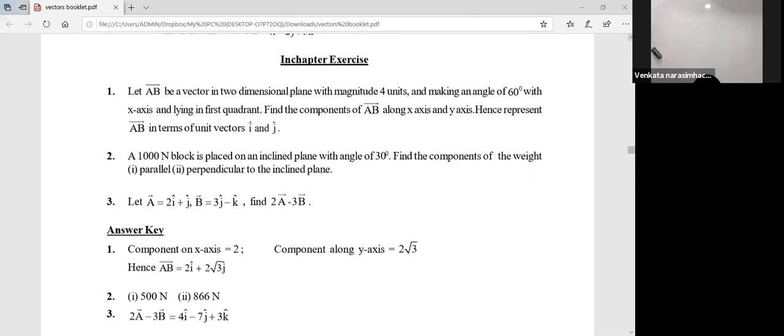All three questions. In chapter exercise, question number 1, 2, and 3. Sir, which question do we have to do? I lost my connection. 1, 2, and 3, all three on the screen.